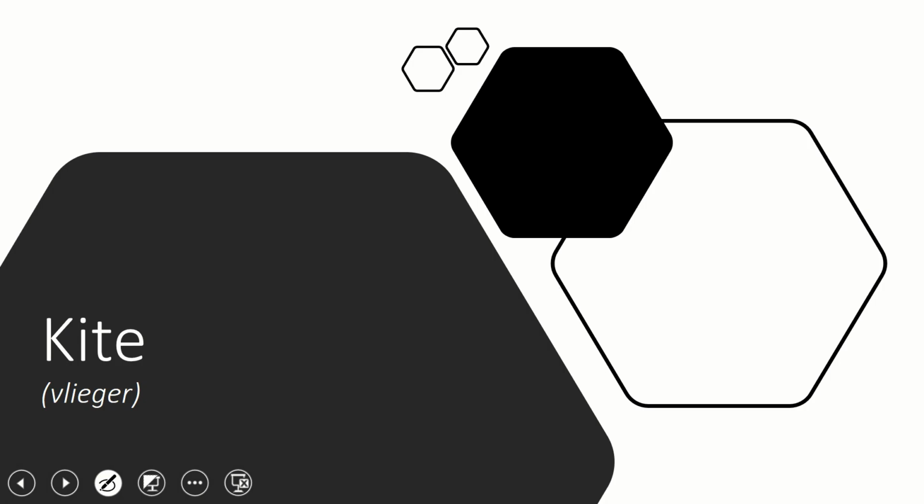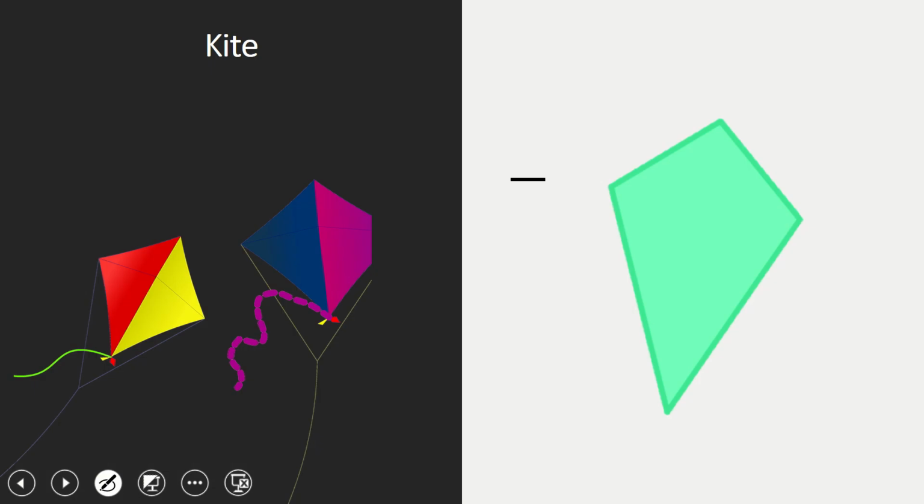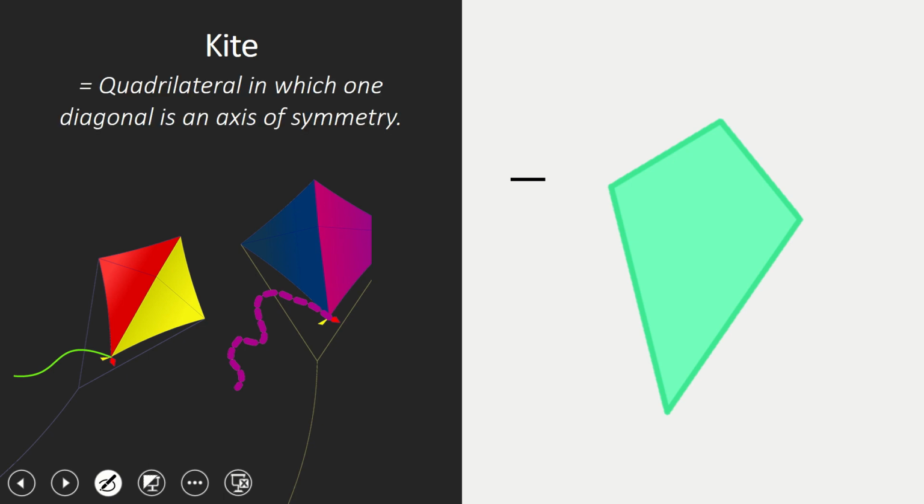Then the kite. It's called vlieger. So you all know a kite when you're going to the beach, but it's also a mathematical shape. It's a quadrilateral in which one diagonal is an axis of symmetry. So over here is an example of a kite. This is one of its diagonals.